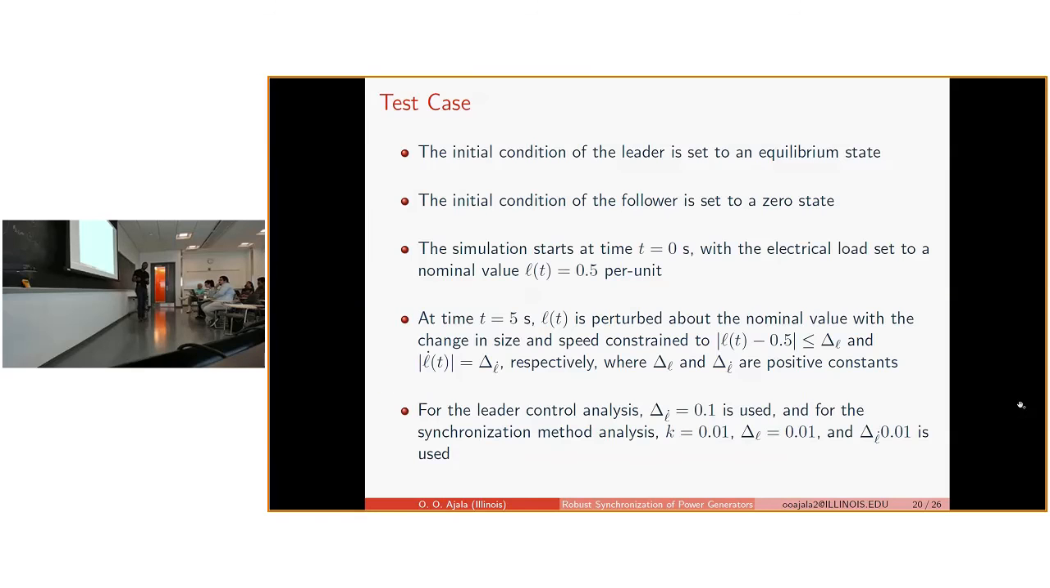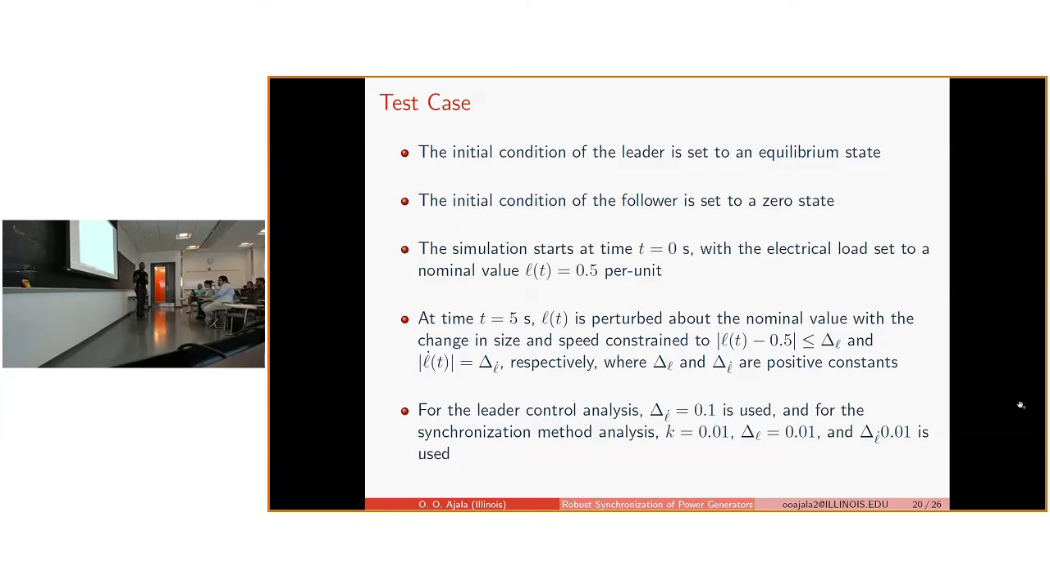Okay, some results. We've considered the following test case. The initial condition of the leader is set to an equilibrium state. The initial condition of the follower is set to a 0 state. The simulation starts at time 0, and the electrical load is set to a nominal value of 5 per unit. Now at time t equals 5 seconds, the load is perturbed about the nominal value in the following way. The size is constrained to this value, and the rate of change is constrained to this value, where these are positive constants.